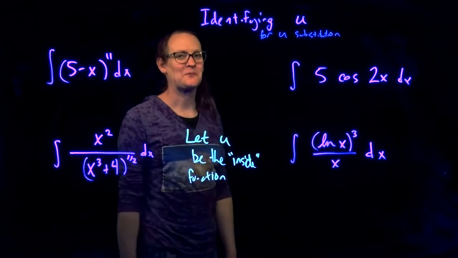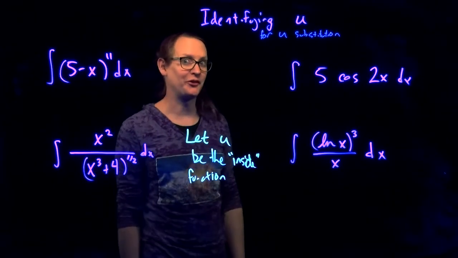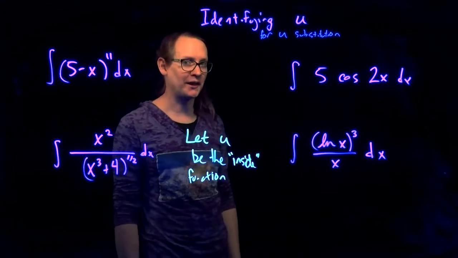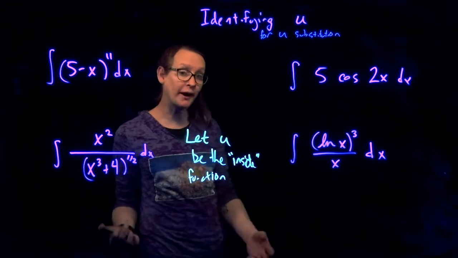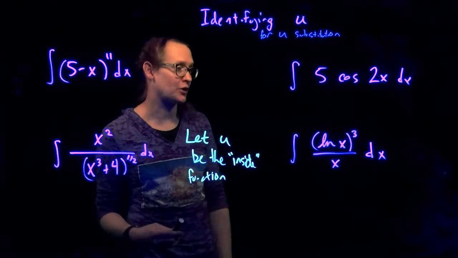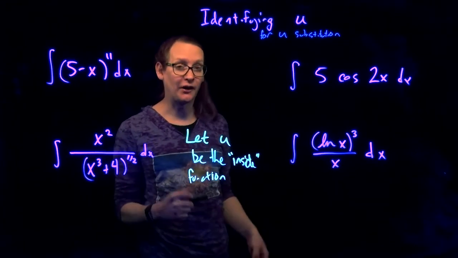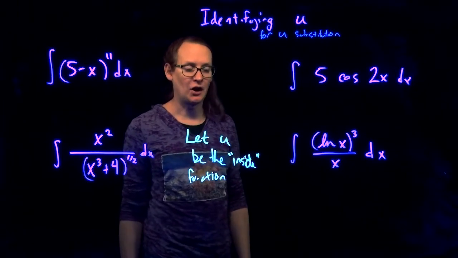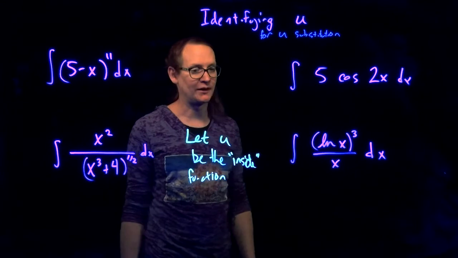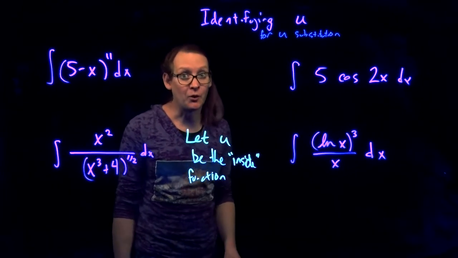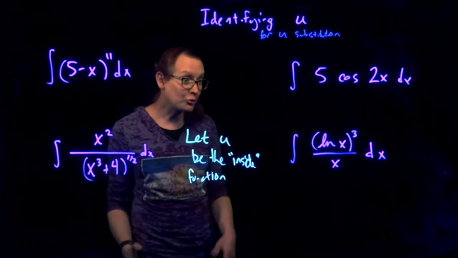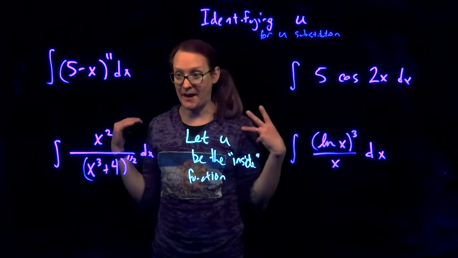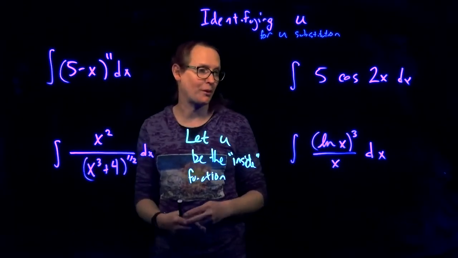Hi. I want to keep working on u-substitution with you, a technique in integration for undoing the chain rule. That is to say, we're trying to integrate functions which are the derivatives of compositions of functions. I talked about a general method for doing this in another video. This one, I'm focusing on how do we figure out what u is so that I have a sense of what to do in these problems.